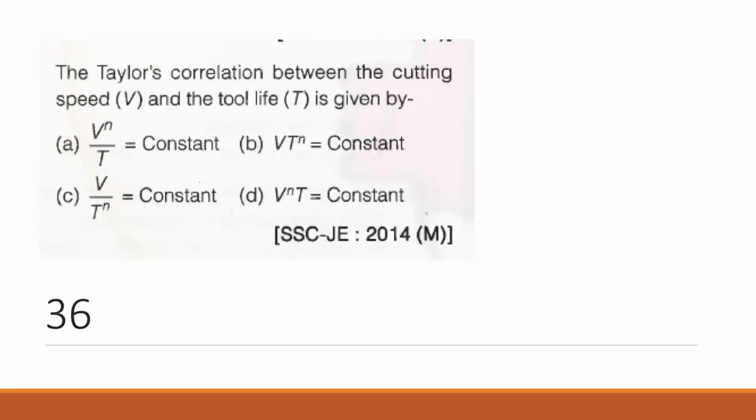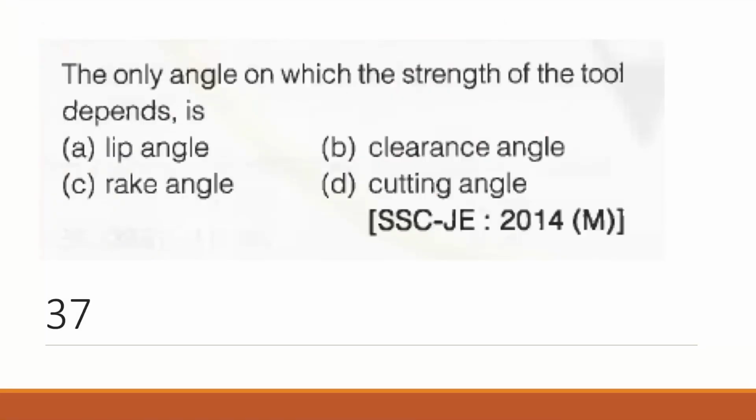Taylor's correlation between the cutting speed and the tool life is given by. This is also a very important question, and it is directly given by the formula V t raised to n is equal to constant, right? So the correct answer is B. Now question number 37. The only angle on which the strength of the tool depends is.